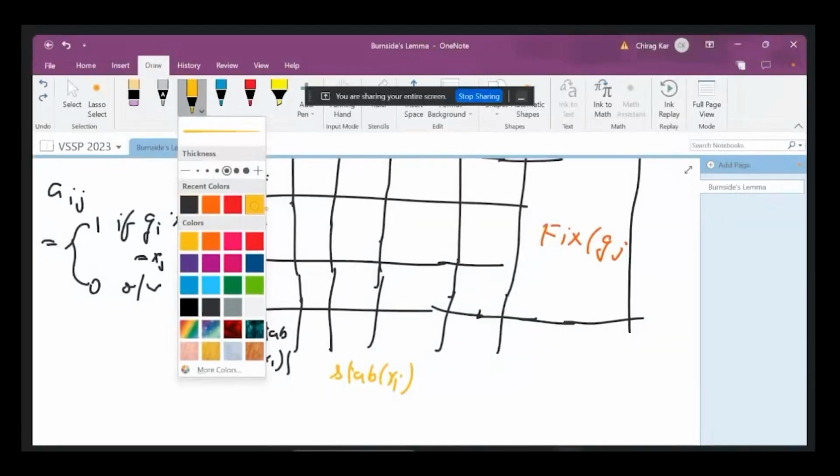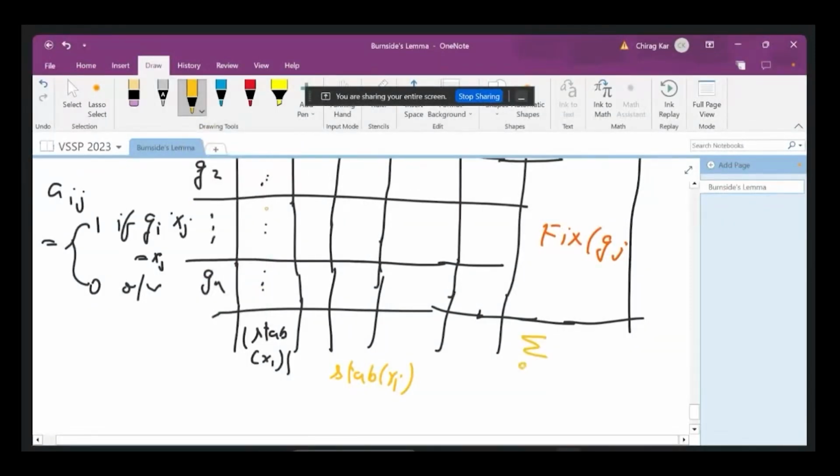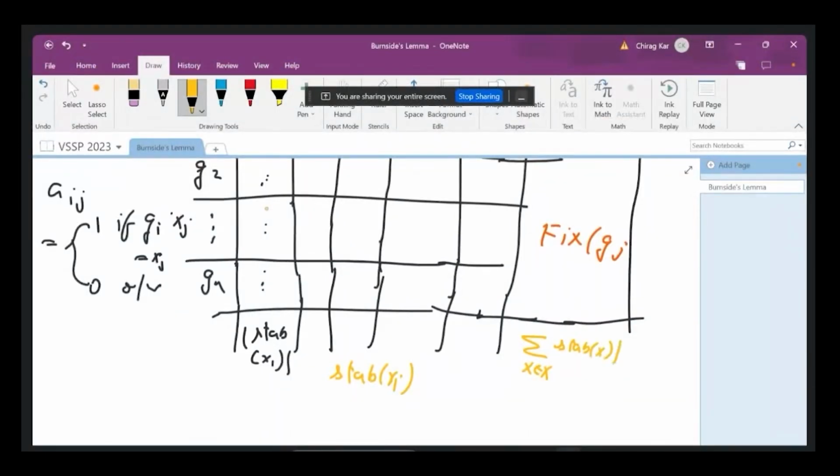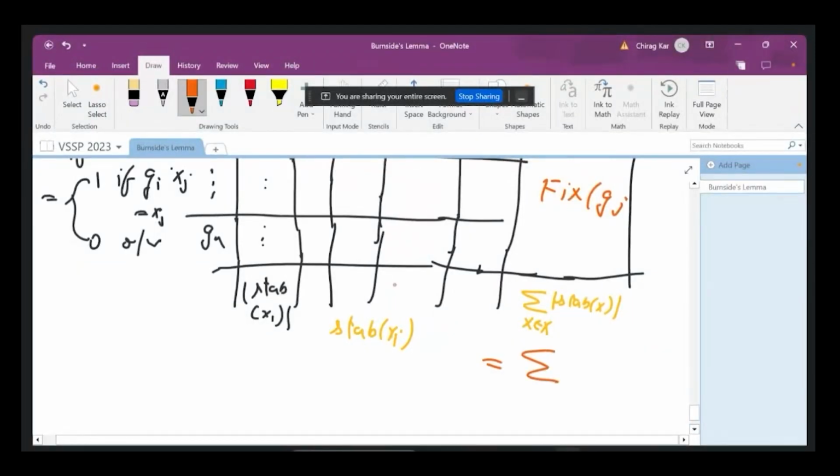Now from the left hand side, we have that this is equal to the summation of all, and I'm going to denote this by yellow, the summation of all stabilizers in X, which is equal to the summation of the cardinalities, which is equal to the summation of all fix g.